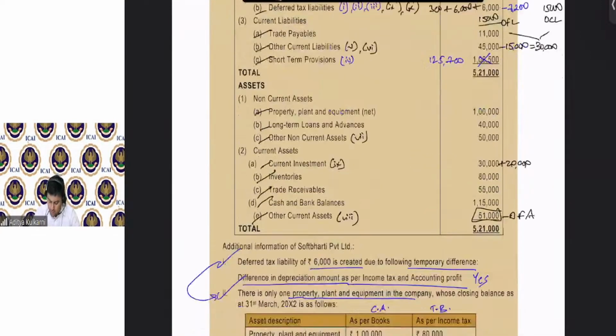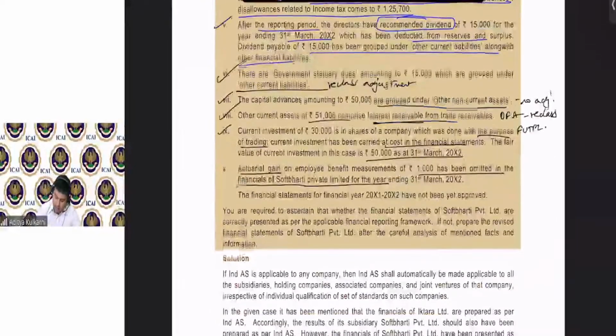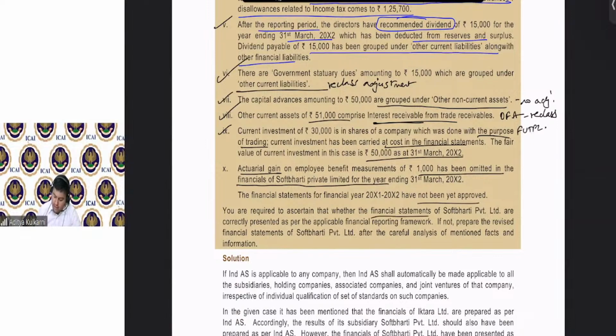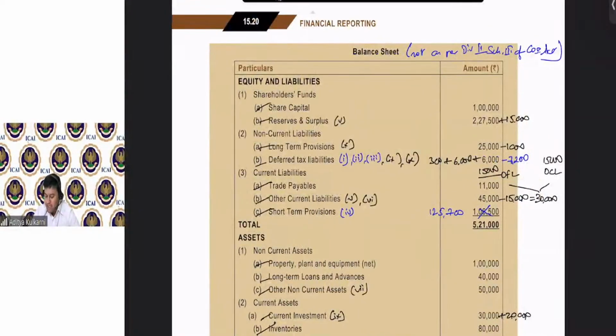Okay. So I think with this, we have kind of completed the question. Yes, the financial statements have not yet been approved. Ascertain whether the financial statements are correctly presented. No, they are not as per the applicable reporting framework. If not, prepare the revised financial statements of Soft Bharati Private Limited after a careful analysis of mentioned facts and information. Okay, so we have completed everything.